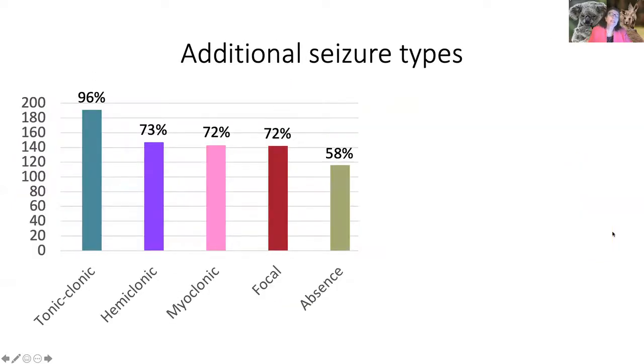So what about these additional seizure types? What are the most frequent ones, and what types of seizures do these patients with Dravet syndrome actually have? And you can see that 96% have tonic-clonic seizures through their lives, 73% hemiclonic, 72% myoclonic, and this often may not be apparent until adolescence or adult life. Focal impaired awareness seizures at 72%, absence in almost 60%.